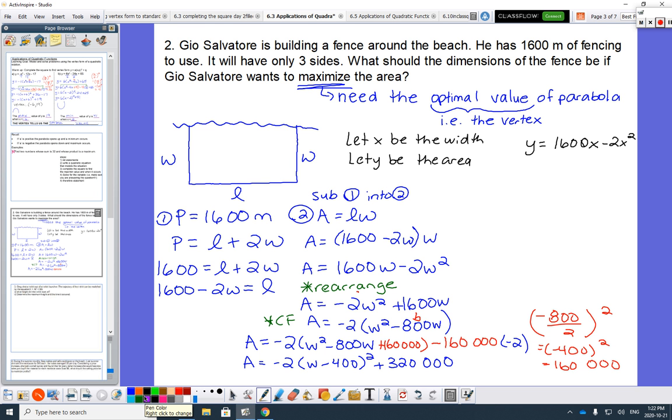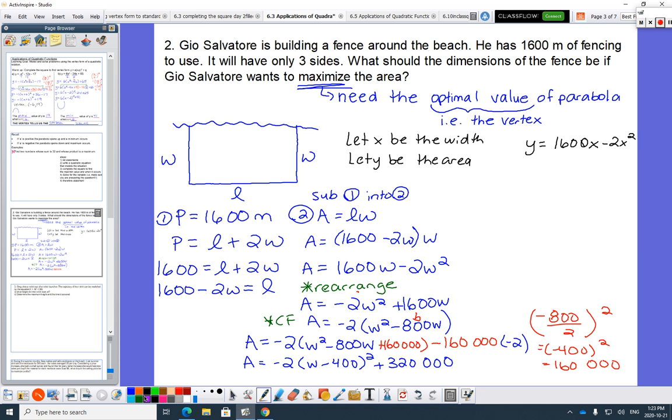Okay, so here's the kicker with these problems. Have we even answered the question? No. So you need to make sure that you are thinking about what this means. So we would use this to get the optimal value. So what do you think the maximum area is? Good. That's the Y value, right?